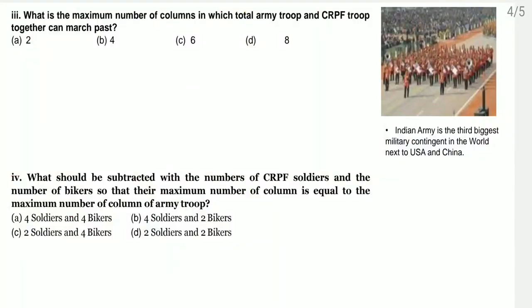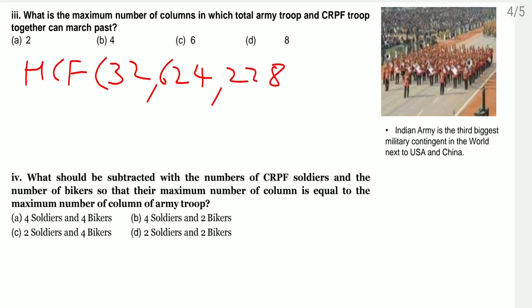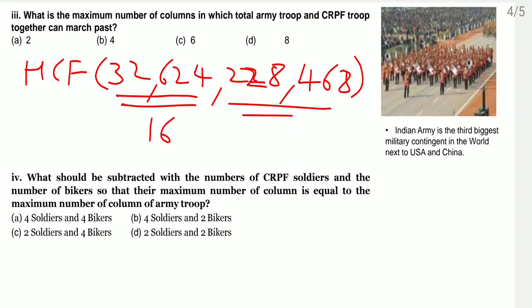Come to the third question. What is the maximum number of columns in which total army troops and CRPF troops together can march past? See, they are asking for both the groups. So we have to find the HCF of 32, 624, 228 and 468. For all of these numbers we have to find the HCF. We already know the HCF of the first two is 16 and of the other two is 12.